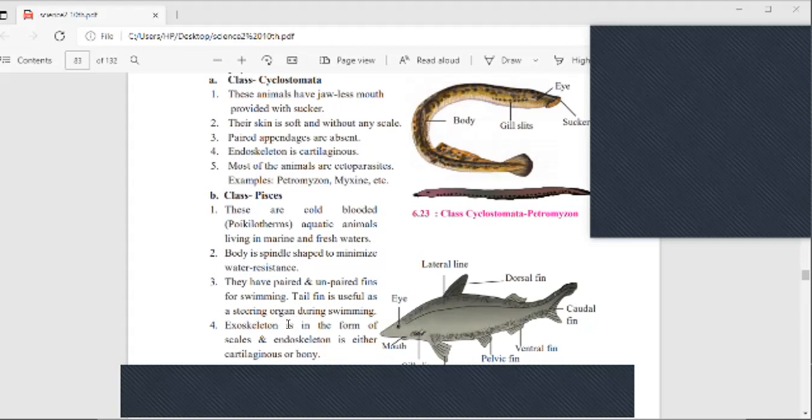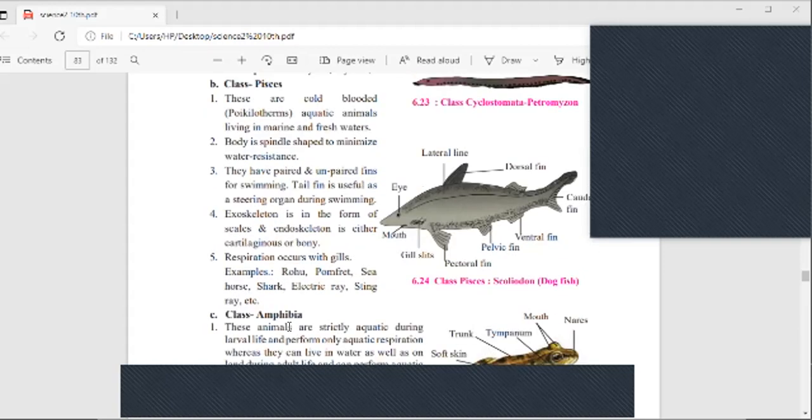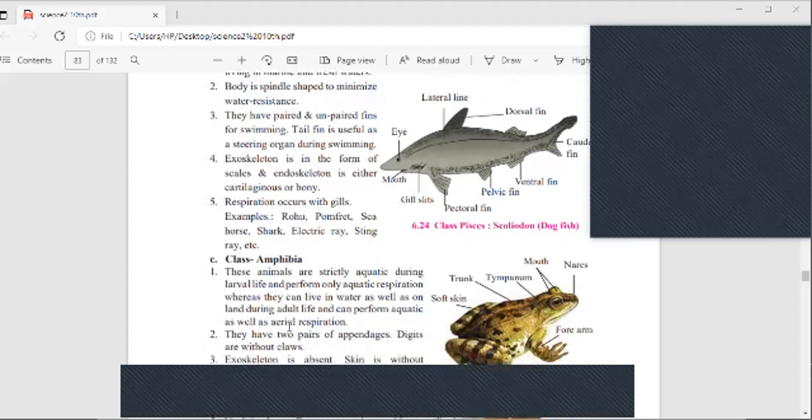The tail fin is useful as a steering organ during swimming. Then the exoskeleton is in the form of scales. Exoskeleton means on the outside of the body. Exo means outside, external skeleton, and that is in the form of scales on their body. The endoskeleton is either cartilaginous or bony. The cartilaginous fish is called Scoliodon, the dogfish. Draw a labelled diagram of a Scoliodon.